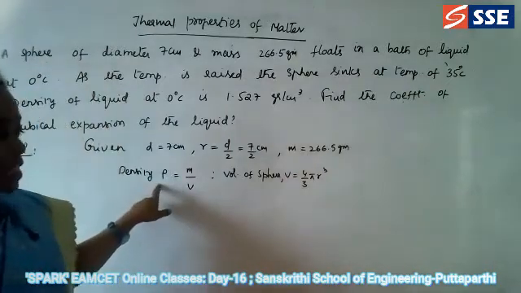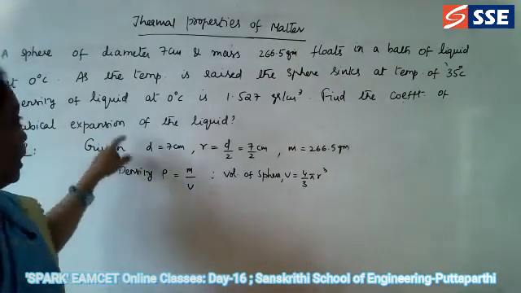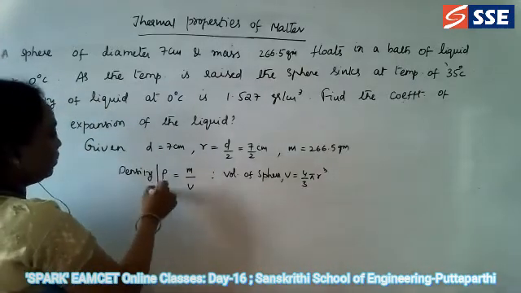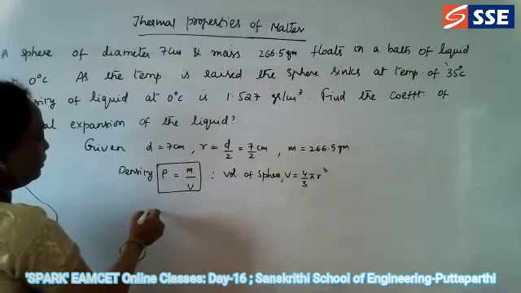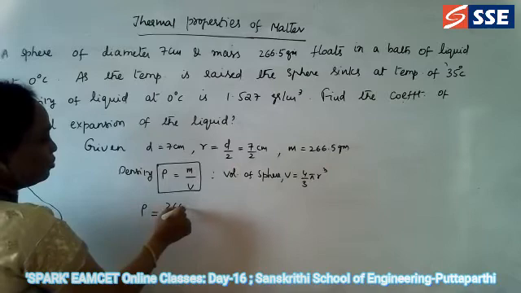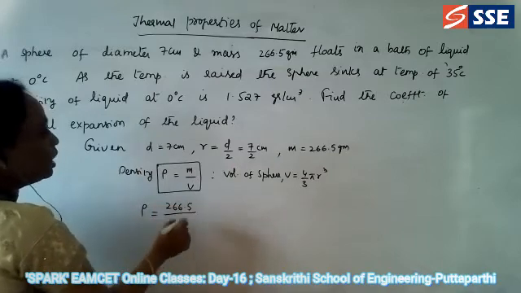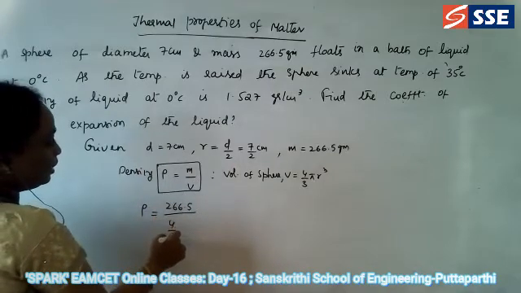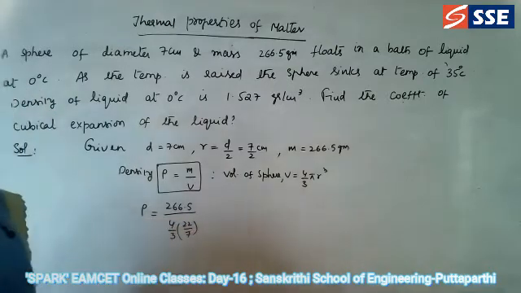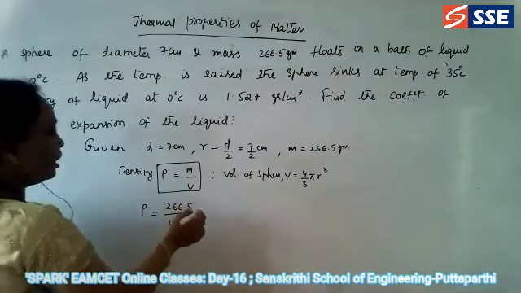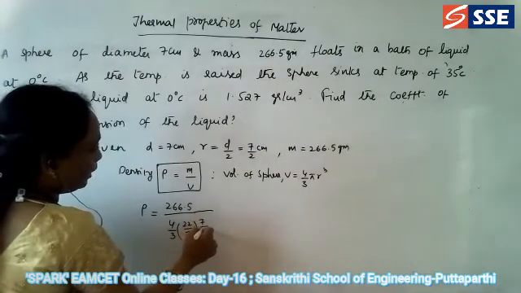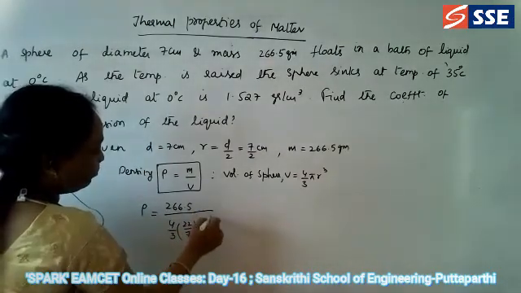So we are first calculating the density at 0 degree Celsius, and therefore we take the formula rho is equal to m by v. So rho is equal to, mass is given directly, you can substitute 266.5, and volume is 4 by 3 pi, where pi you can take as 22 by 7 or 3.14, and the radius is 7 by 2 whole cube.